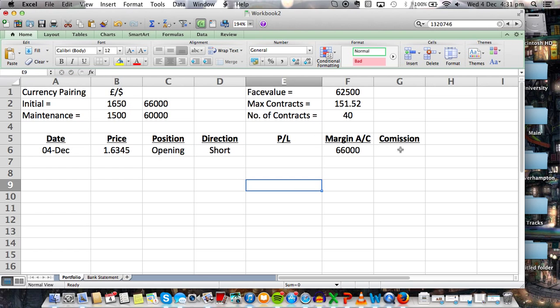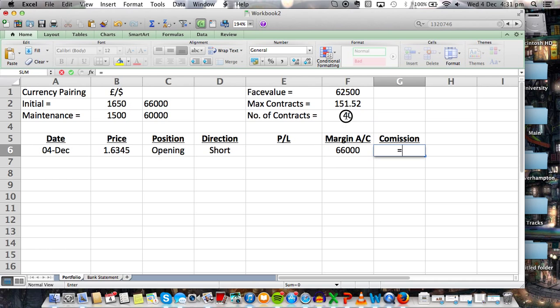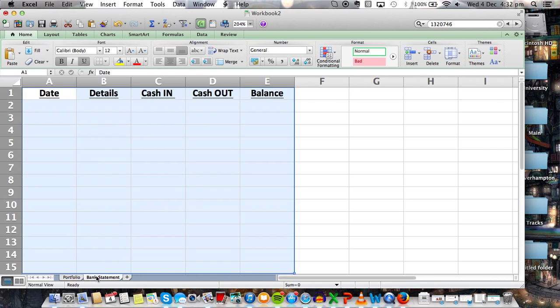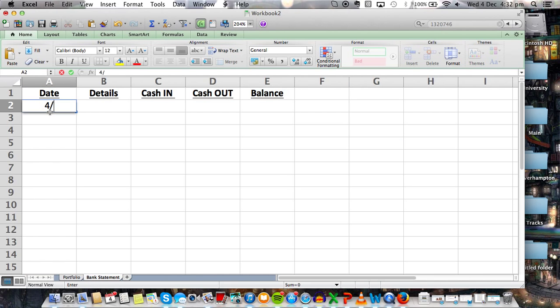Once you've done this, before we do that, let's work out a commission. 40 contracts multiplied by 25 gives us 1,000. Okay, same thing with a bank statement as well. 4th of December. Okay, details, cash in, capital. Cash in will be 25,000.